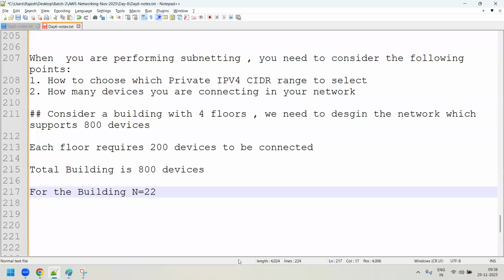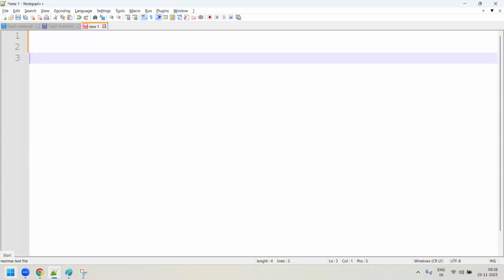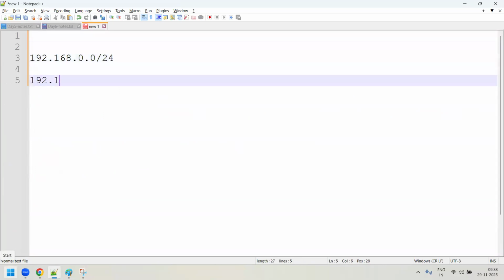Now the thing is that, guys, I want to ask you a small question here. Assume that I'm having these two CIDR notations: 192.168.0.0/24 and 192.168.0.0/25. Sir, can you tell me which is the CIDR notation which has more IP address range? Whether it's this one or this one? Can you tell me? 25. Okay. Any other answer, sir?